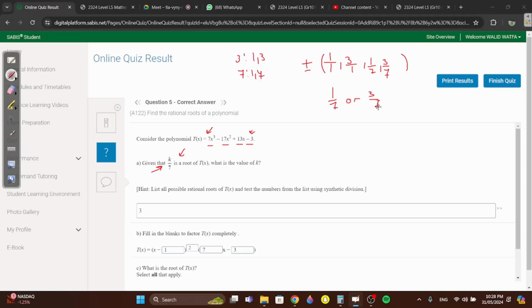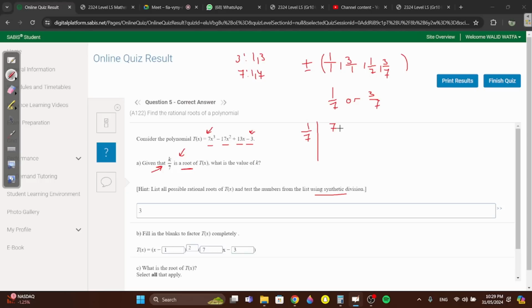How do we try? We substitute, and see which one is going to get me 0 at the end, right? So they're saying it's a root. They didn't say possible root. They're telling you it's a root, okay? How would you do it? Substituting would be a bit hard, and they told you to use synthetic division. Since we're working with fractions, I think it would be easier to use synthetic division. Let's start with 1 over 7, and see if we get a remainder of 0 or not.